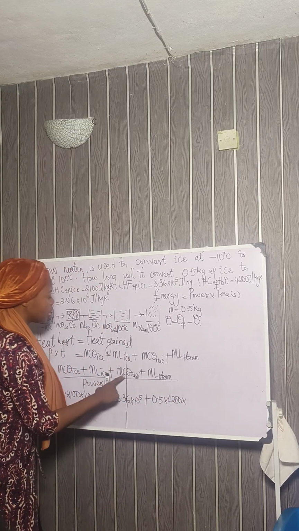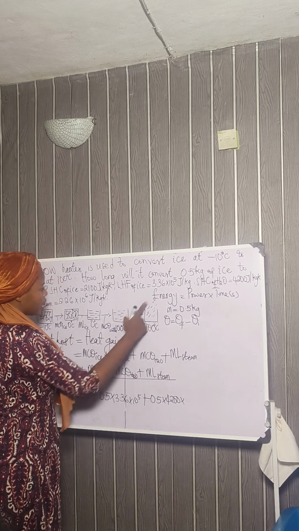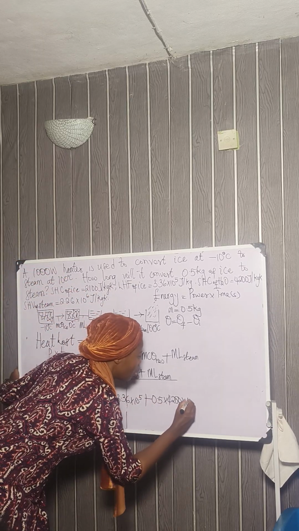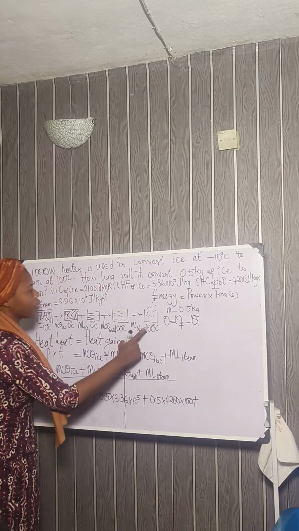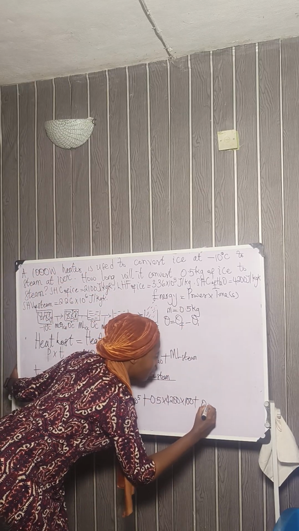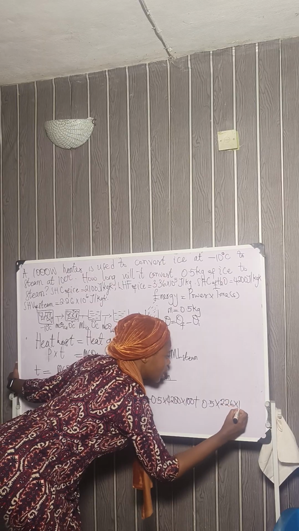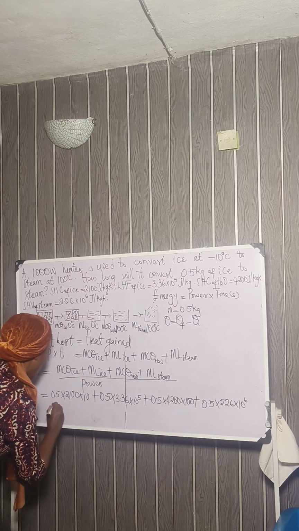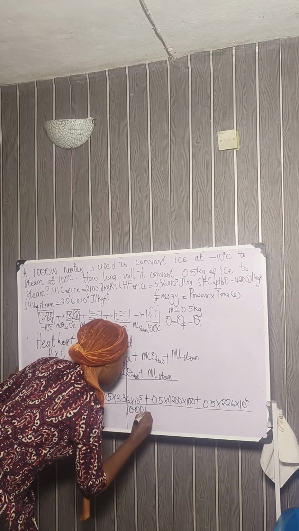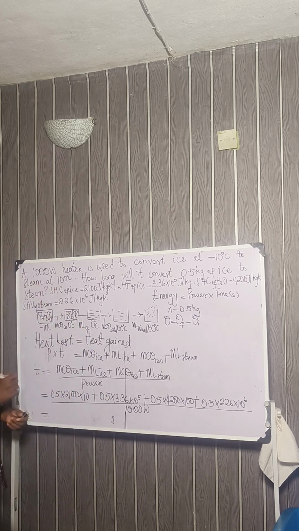Plus 0.5 times 4200 times, what is the change in temperature? Here, this is 100 minus 0 degrees Celsius, giving us 100. Plus, here you can see there is no temperature change, so we are just left with 0.5 times 2.26 times 10 raised to power 6, all over 1000 watts. When you are done, your answer should be in seconds.